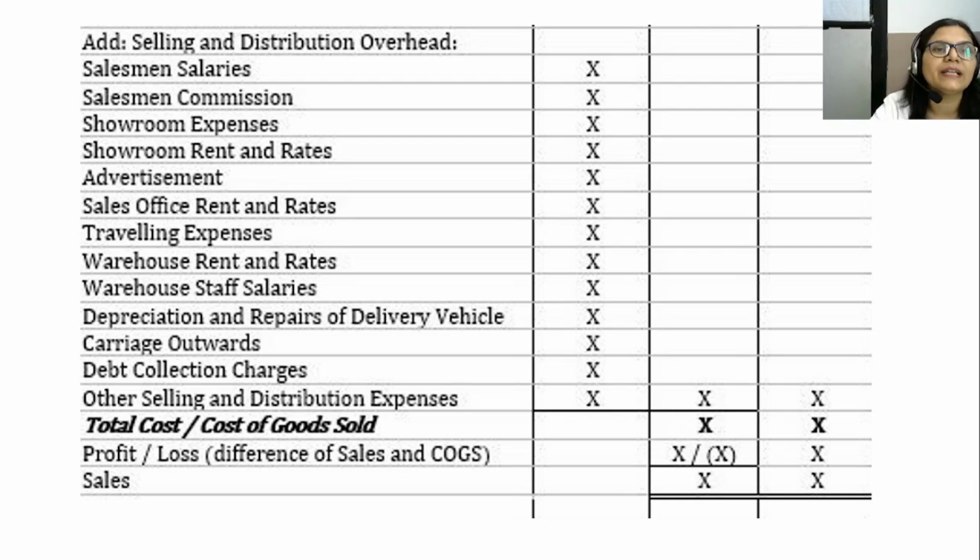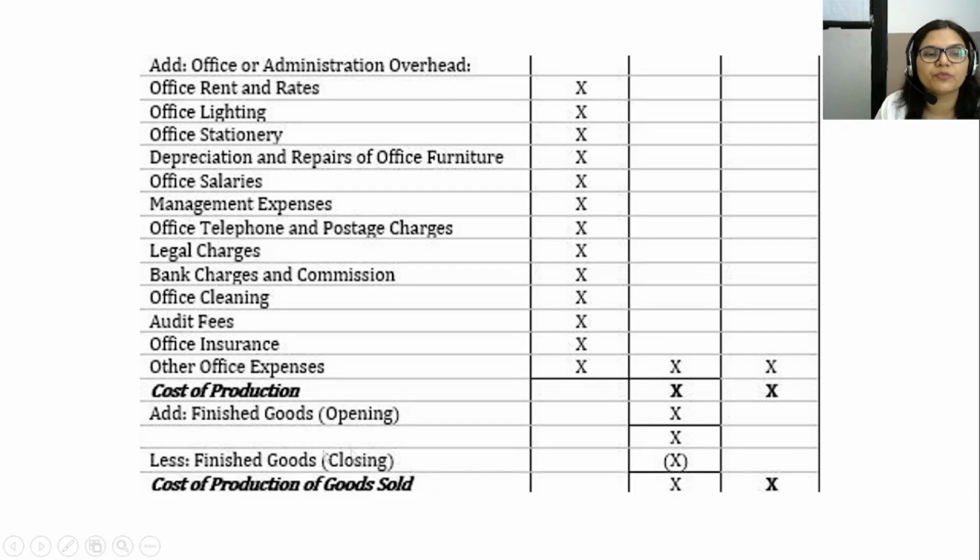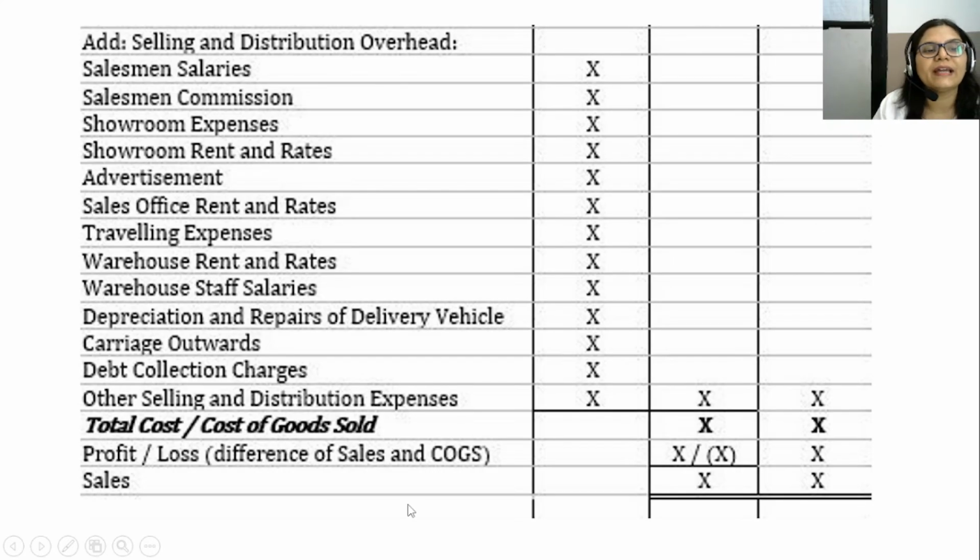When we add these selling and distribution overheads to the cost of production of goods sold, we get the total cost of goods sold. After arriving at the cost of goods sold, we will be given sales in the question, and from sales we will deduct the cost of goods sold, and we will know how much profit or loss the organization has incurred. So this is how we prepare the cost sheet.